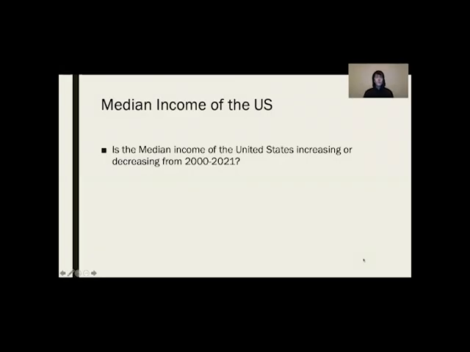For our topic, we chose to look at the median income of the United States, and we decided to learn if it was increasing or decreasing. We wanted to make it not so broad of information, so we chose to look at 21 years, the years 2000 to 2021. This will help us sift through the information. Some of the variables we chose to look at for the median income were age, location by state, economic class, and we also looked at the standard deviation to give us a better idea of the exact median income.